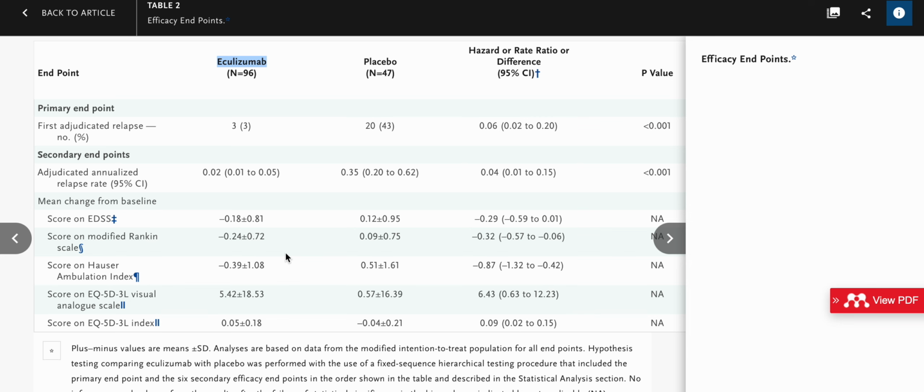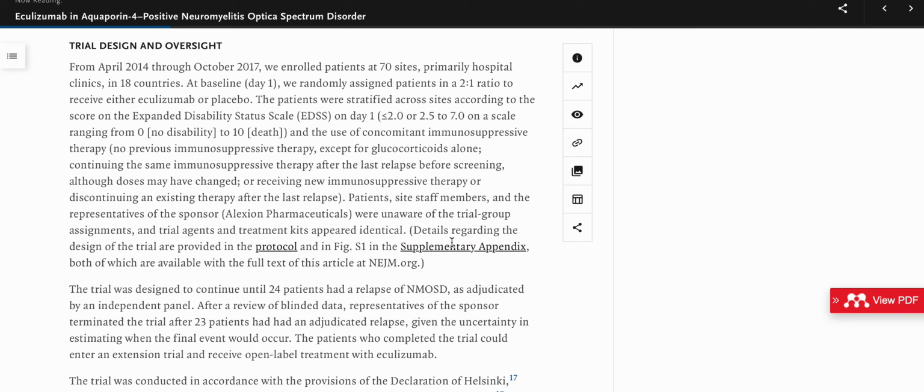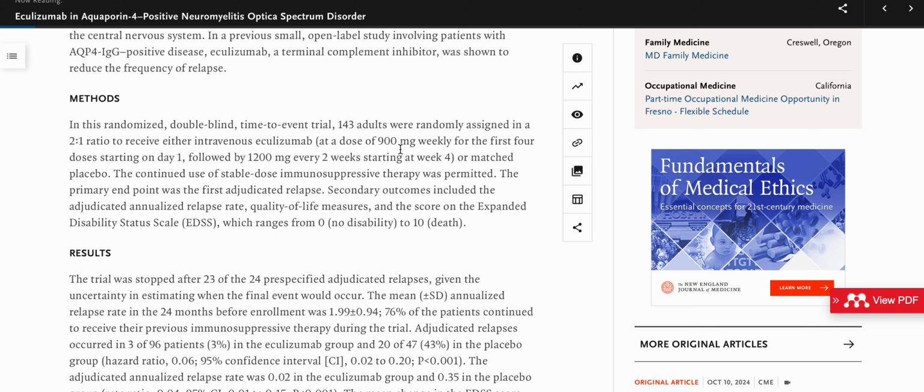For dosage, they were having a dosage of 90 milligrams weekly for the first 4 doses starting at day 1, followed by 120 milligrams every 2 weeks starting at 4 weeks. So actually this is a mixed type of dosage. So at this point we would have to ensure that we have data for each of these dosages, and most of the times we would only be including the 900 milligram weekly dosage, because that is the point where the patient was not getting any medications and was started on a dosage of 900 milligrams weekly, right?